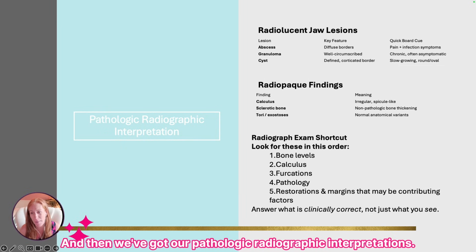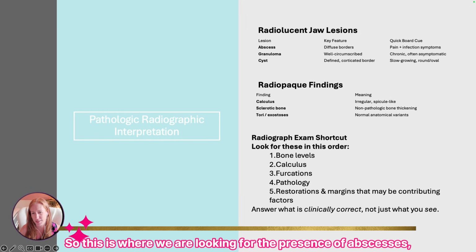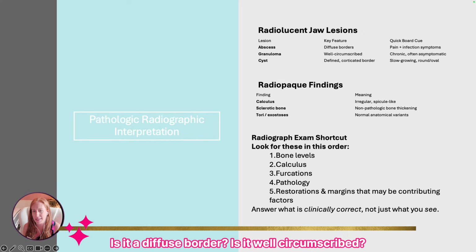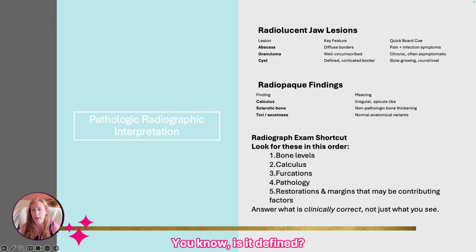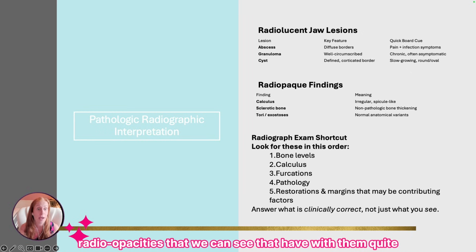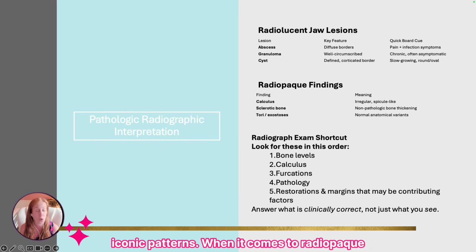And then we've got our pathologic radiographic interpretations. So this is where we are looking for the presence of abscesses, granulomas, and cysts, based on key features like what does the border look like? Is it a diffuse border? Is it well circumscribed? Is it defined? Does the patient report pain? Is it chronic? Is it asymptomatic? Is it slow growing? Is it round or oval? And there are a whole host of relatively common radiolucencies or radiopacities that we can see that have with them quite iconic patterns.